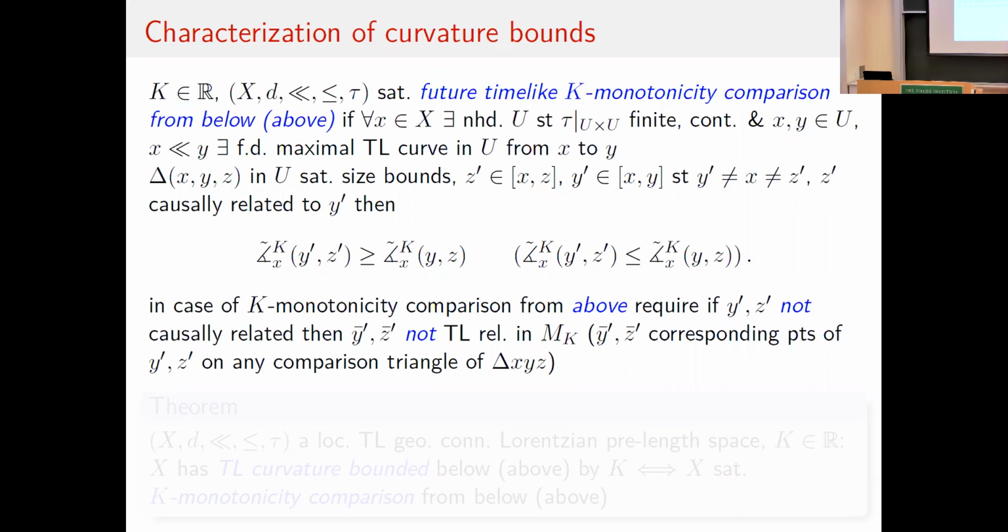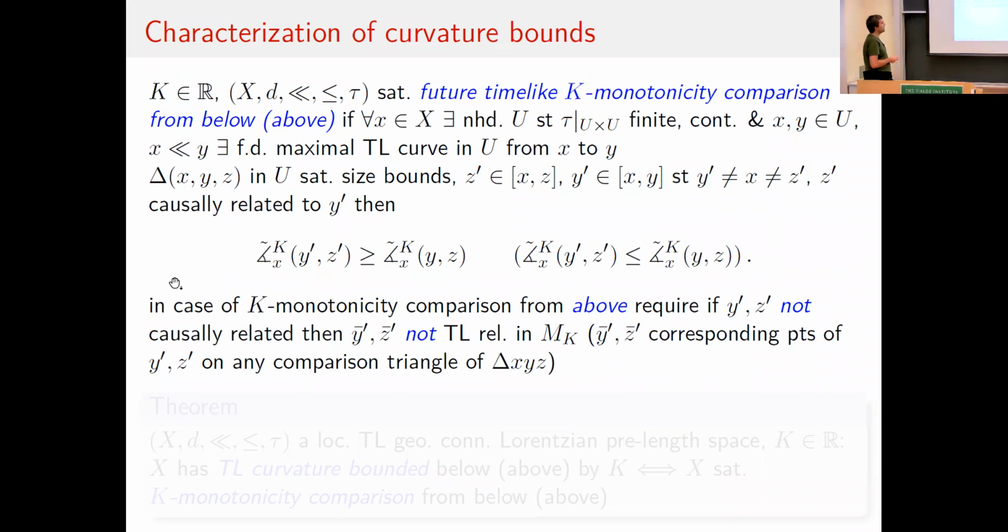comparison triangle for this small triangle, which gives you 2 comparison triangles, one for the big one and one for the small one. And if you have monotonicity comparison from below, it tells you that the angle can only get bigger if you go towards this vertex. And of course, if you have monotonicity comparison from above, then the angle can only get smaller if you approach this vertex.